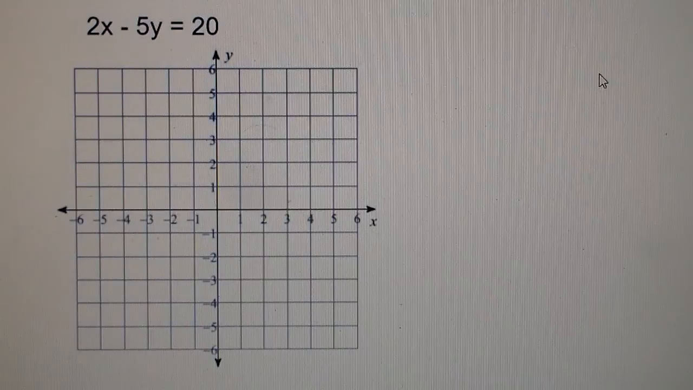See if you could do this one on your own. Get yourself a piece of graph paper. And try it on your own. Hit the pause button. Alright, now that I've given you some time, let's go over the answer.